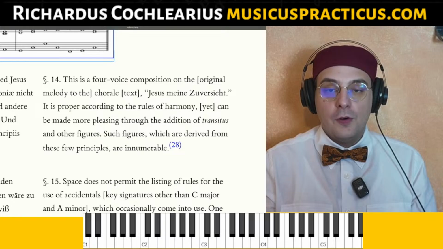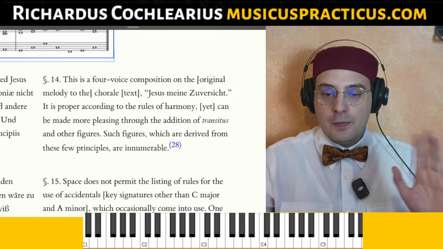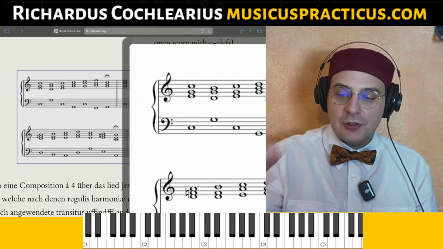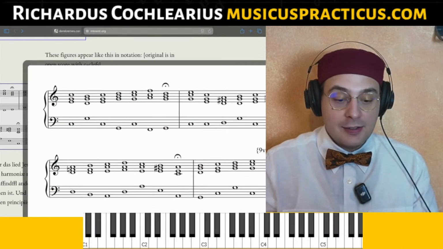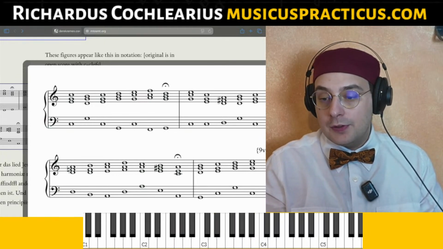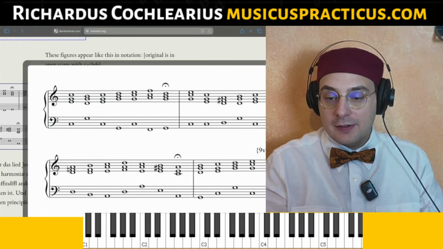So, based on this, we can add a lot of other things. Passing tones, transitus regularis and irregularis. So, for example, where we can put a connection, let's see.